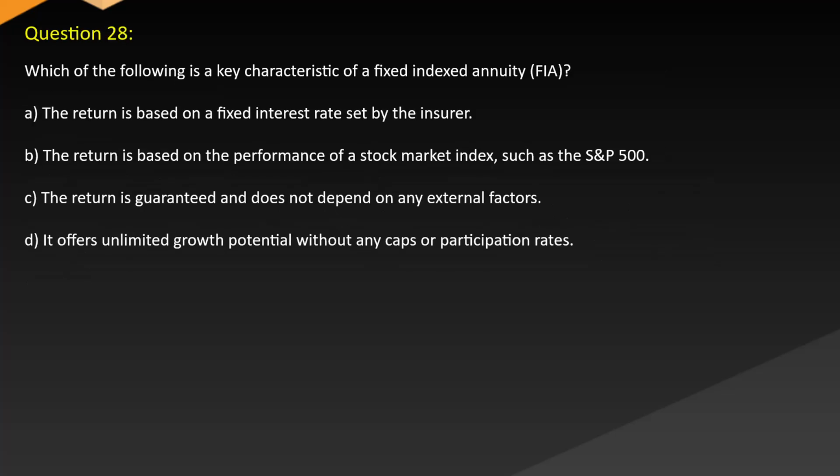Question 28. Which of the following is a key characteristic of a fixed indexed annuity? A. The return is based on a fixed interest rate set by the insurer. B. The return is based on the performance of a stock market index, such as the S&P 500. C. The return is guaranteed and does not depend on any external factors. D. It offers unlimited growth potential without any caps or participation rates.